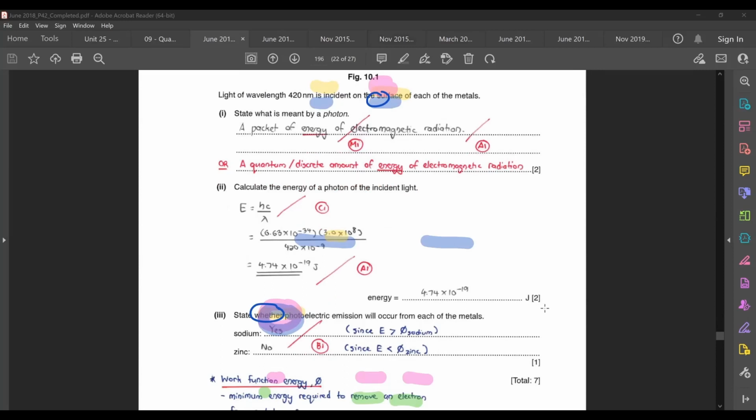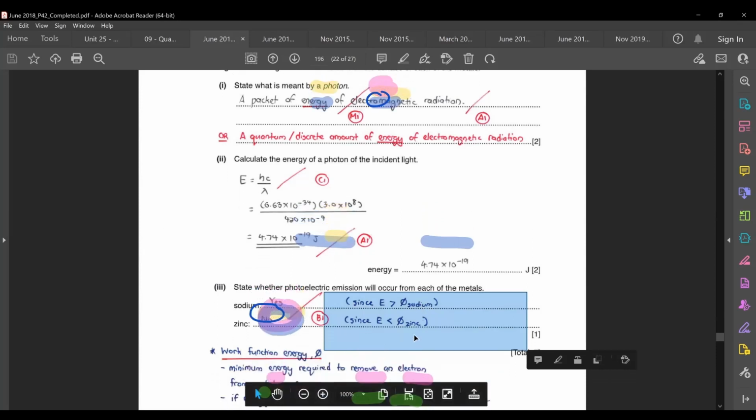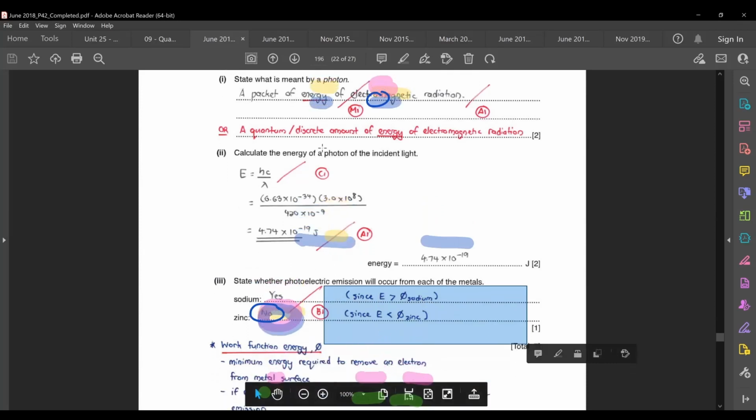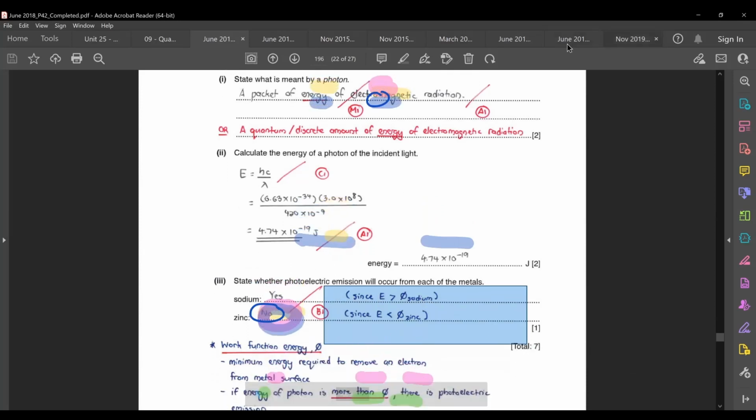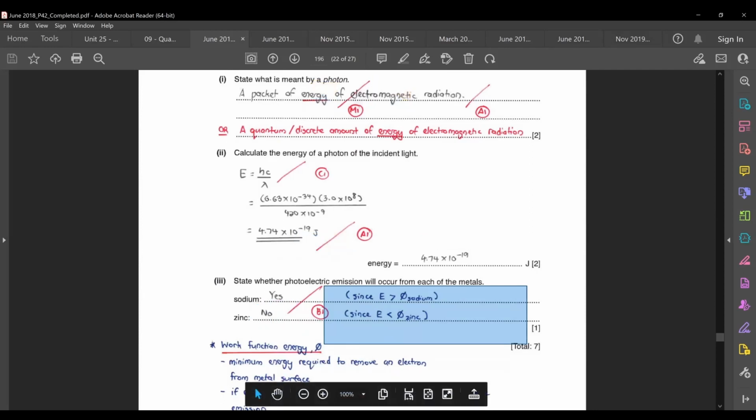When your questions ask whether you're going to have photoelectric emission or not, they sometimes may ask you to base it on your threshold wavelength. Sometimes they may ask you to base it on your threshold frequency, and in some other cases they may ask you to base it on your work function. So you need to learn how to evaluate each case accordingly. So page 26 is done. If you're okay, then we move on to page 19.